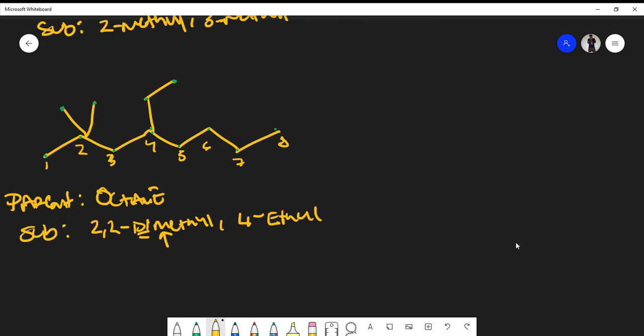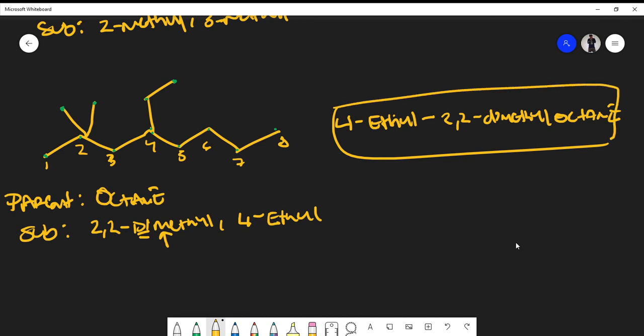So in this case, we ignore the di and we use M and E for comparison. Because E comes before M in the alphabet, we would name this as 4-ethyl-2,2-dimethyloctane. So be careful. Even though D comes before E, the prefixes that we put in there to summarize the methyl groups do not contribute to the decision to put things in alphabetical order.